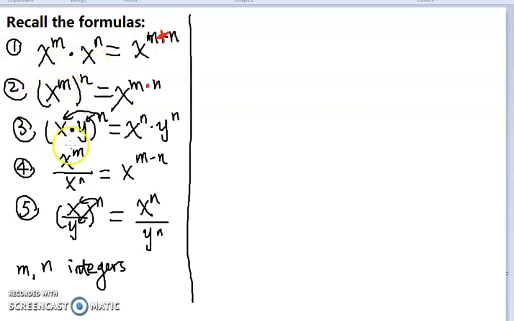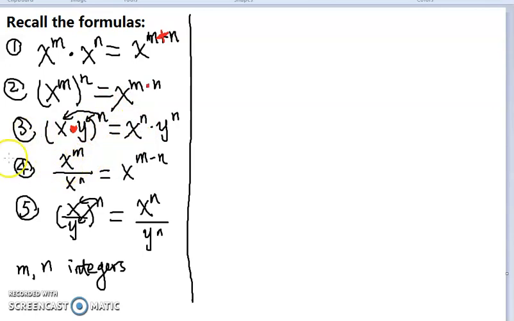Now, number 3, what if in the base there is a multiplication? We can raise each factor. If it's multiplication between two things, we call each of them a factor, just like the factoring problems we did before. So we raise x to the nth and raise y to the nth. It's kind of like distributing the outside exponent to each one in the base.